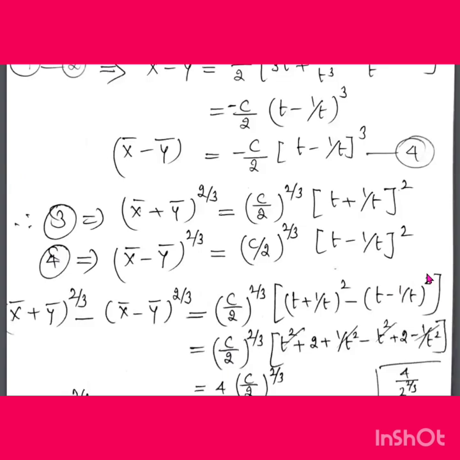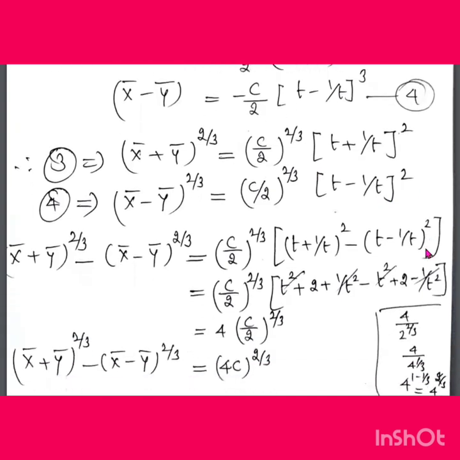So equation number 4, X bar minus Y bar left hand side power 2 by 3. The same right hand side also you have to take power 2 by 3. C by 2 power 2 by 3 into T minus 1 by T power 2. So X bar plus Y bar whole power 2 by 3 minus X bar minus Y bar whole power 2 by 3, which is equal to C by 2 whole power 2 by 3 into T plus 1 by T whole square minus T minus 1 by T whole square.